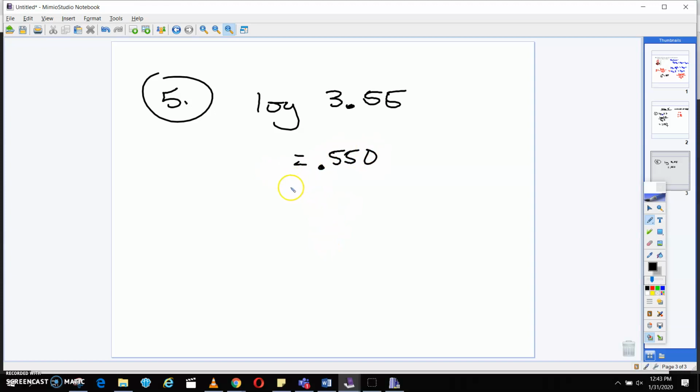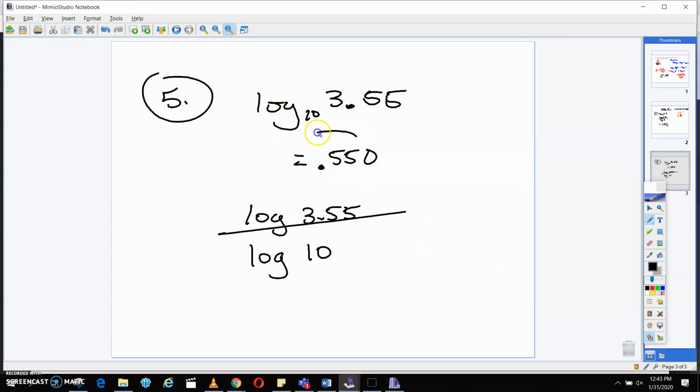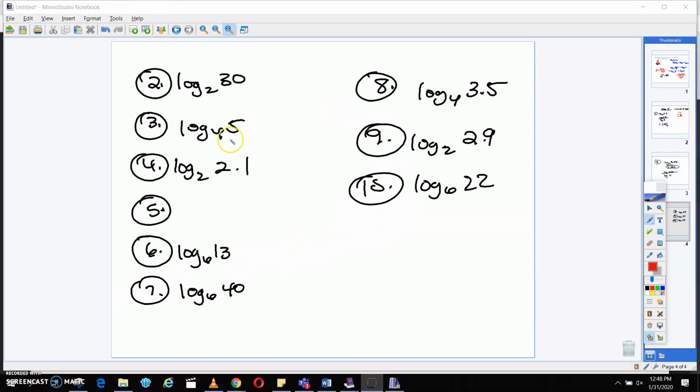If for some reason I forgot and I don't have to do the change of base formula for this because it's already in base 10, all I have to remember is that there should be a 10 right here. So if I put log of 3.55 divided by log of 10 into my calculator, look what it gives me. The exact same thing. It's like magic. So you should never get these questions wrong.